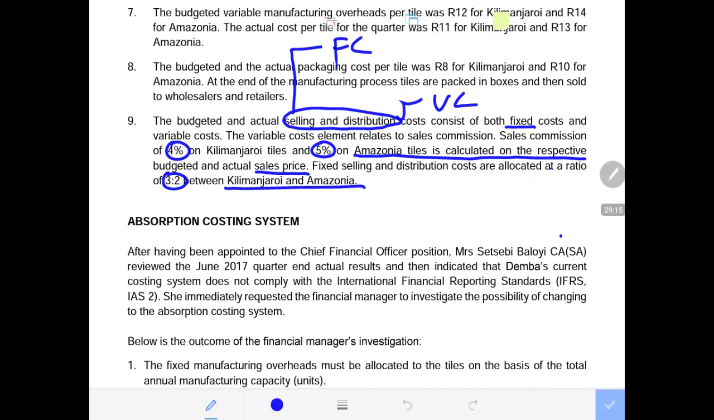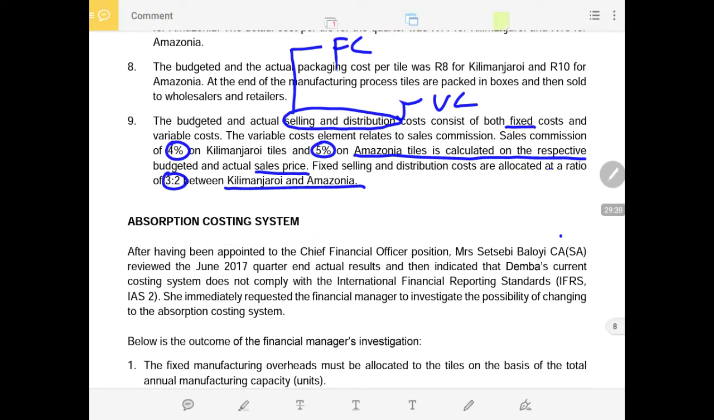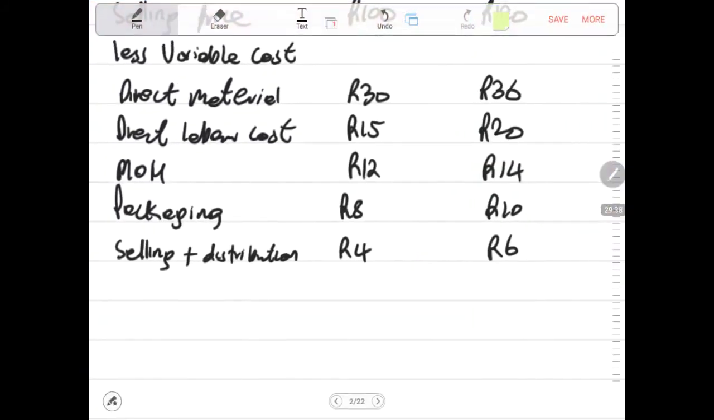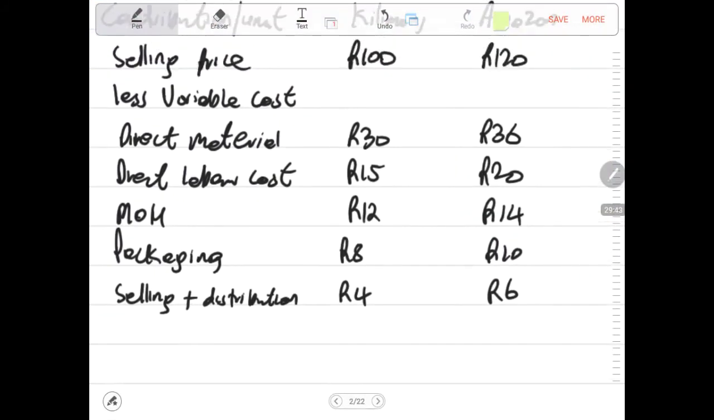Take note of this. It says absorption costing system. So we can stop there so far and respond to question 1. And before we do absorption, we'll need to come to the heading that says absorption, because all the information has something to do with the absorption information. Now we have taken into account all the costs that are variable, and from here we can draw our line.